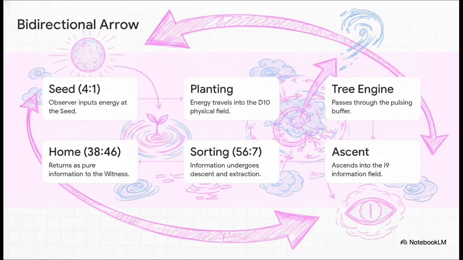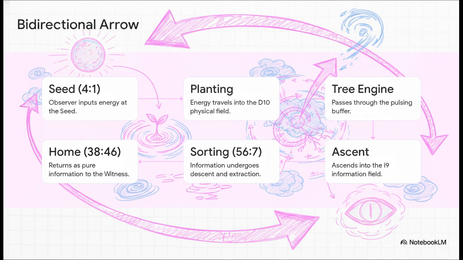This right here completes our framework bifurcation. The universe isn't a one-way street, it's a completed bidirectional arrow, and the singularity is actually both poles. Here's how the flow works. Energy inputs from the observer singularity at the 4-1 seed. That energy travels down into the D10 field via the Yalaju planting and the 1850 whisper. It then buffers back and forth through the tree engine, pulsing through the 1923 absolute nothingness via that 57-4 breath.